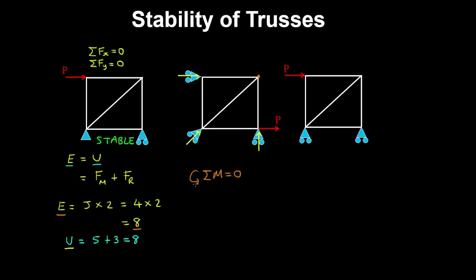using anti-clockwise as positive, we have this external force by the moment arm, being the distance to this joint, must be equal to 0. But because this force and lever arm are both not 0, then this equation is not satisfied. And therefore the reactions are not going to be able to resist a torque that's generated about this point. And this truss is consequently unstable.